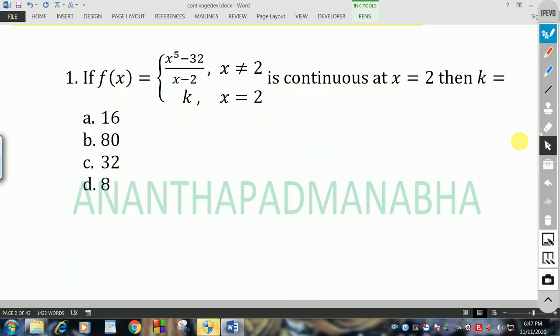Now let us discuss some questions, that is multiple choice questions on continuity and differentiability.